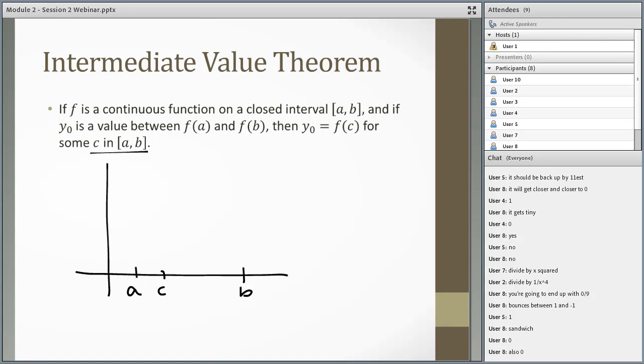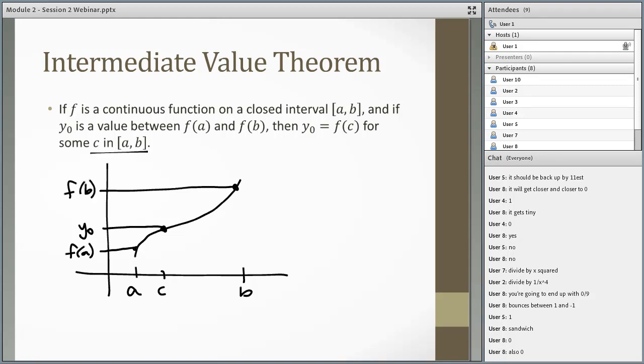If f of x is continuous, meaning again there's no breaks in the graph, then there is some value, why not, the notation, that is between f of a and f of b. Basically, if there's an x value that's in between a and b, then the y value is also in between the corresponding y values. That's all that's saying.